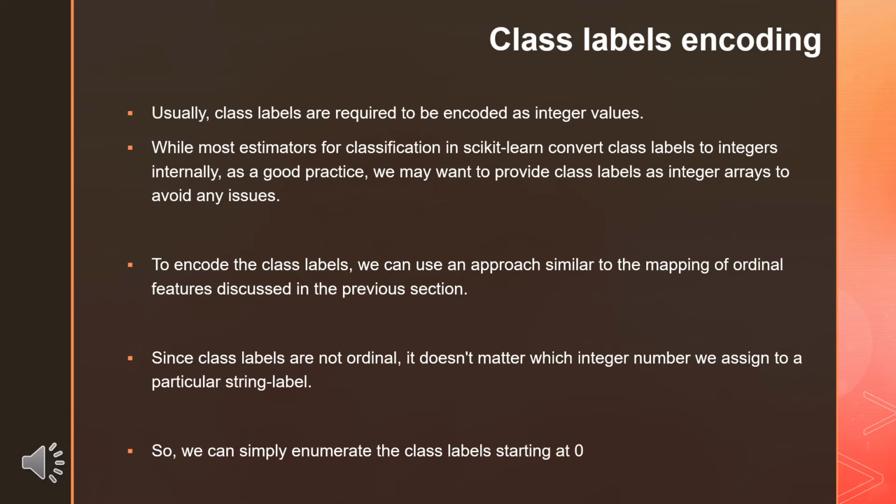Next, we have the point that since class levels are not ordinal, it does not matter which integer number we assign to a particular string level. So we can simply enumerate the class levels starting at zero. So this is the idea or definition of the class level encoding, and in the next slide, we will see how we can do class level encoding.